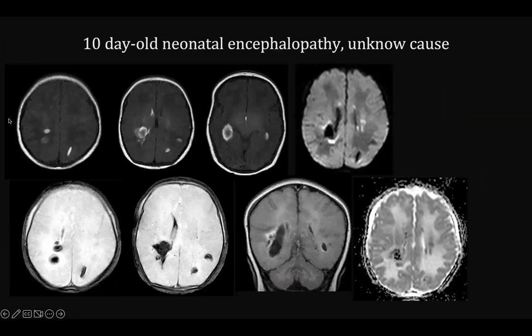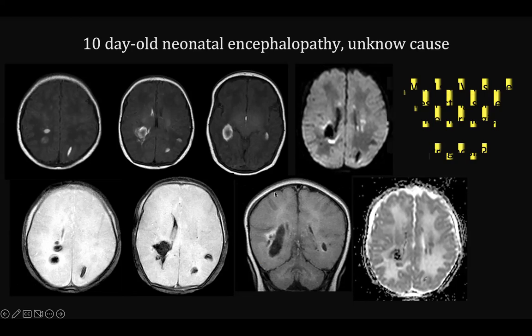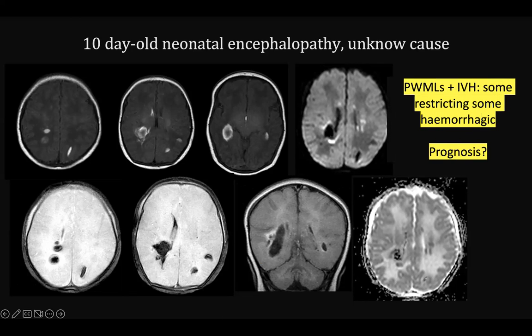This is a 10-day-old neonate with encephalopathy. We don't know the cause. Maybe asphyxia, maybe inflammation, infection. You see a lot of hemorrhagic punctate white matter lesions, quite large. They probably will have an impact on the prognosis because of the vicinity with corticospinal tract and optic radiation, especially on the right-hand side. So in this case, they are associated with intraventricular hemorrhage.